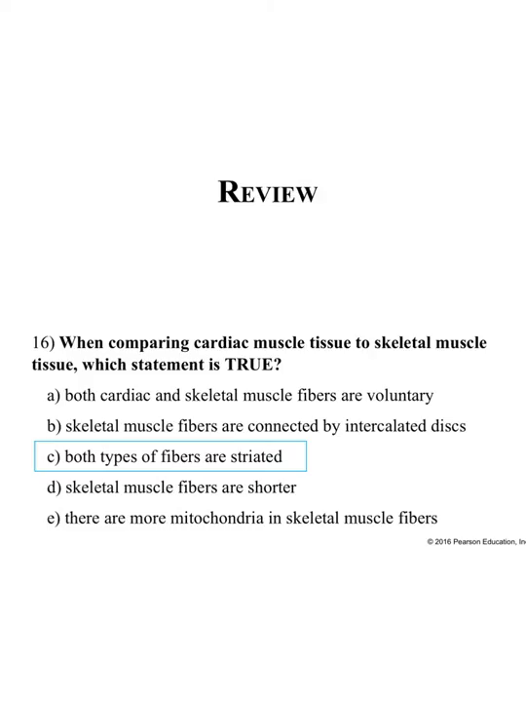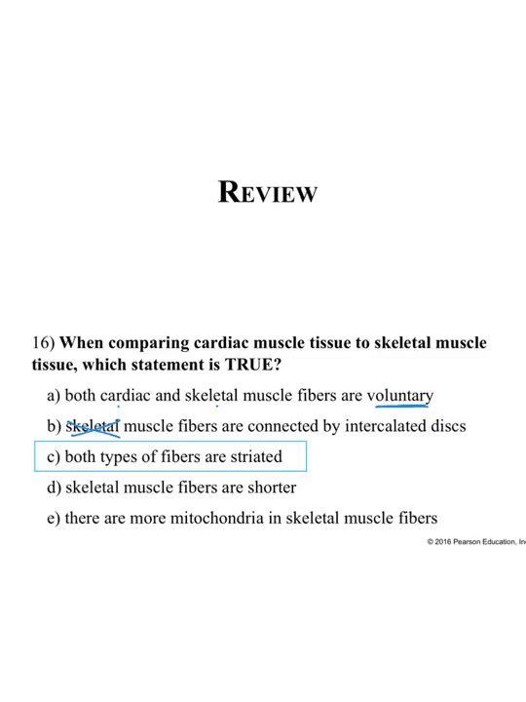Okay, so a little bit of review. When comparing cardiac muscle tissue to skeletal muscle, what is true? Both cardiac and skeletal are voluntary. Voluntary means conscious control. Of course, that's only skeletal. Skeletal would be controlled by somatic motor fibers. Cardiac is going to be by autonomic motor fibers. Skeletal muscle fibers are connected by intercalated discs. That's true of cardiac, not skeletal.